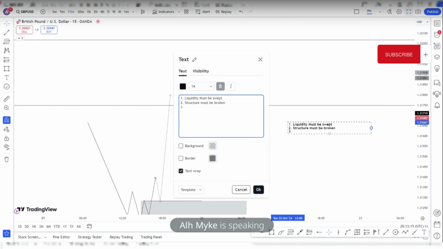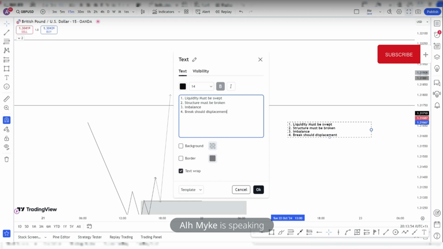Rule number one, liquidity must be swept. Number two, structure must be broken. Number three, it has to have an imbalance. There has to be an imbalance by the order block, or an imbalance where the structure was broken. So it has to create an imbalance, an FVG. Number four, the break should have displacement. Break should contain displacement or impulse, something like that.